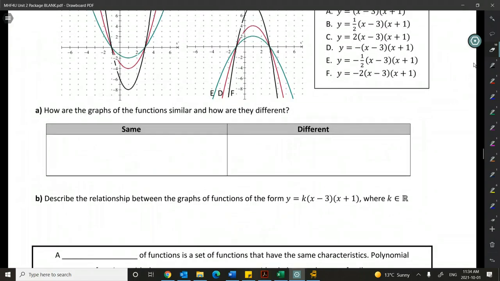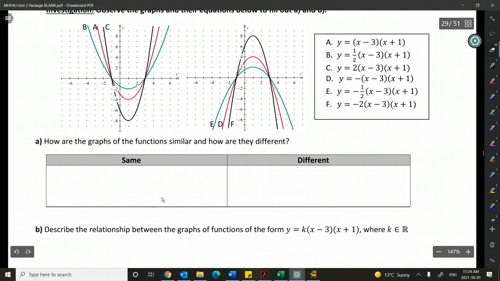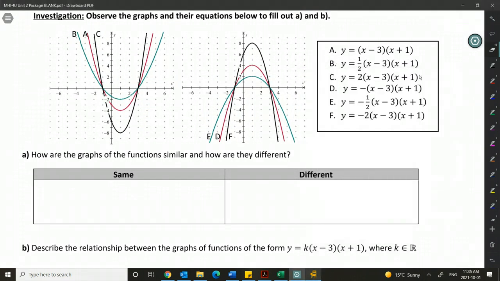But how are they similar? How are they different? Take a couple seconds to look and put a couple things in the chart here. All right, so what did you discuss was similar between all of the graphs? Jacob? Okay, perfect. Same x-intercepts. Okay, anything else the same, Clayton? Oh, same axis of symmetry.